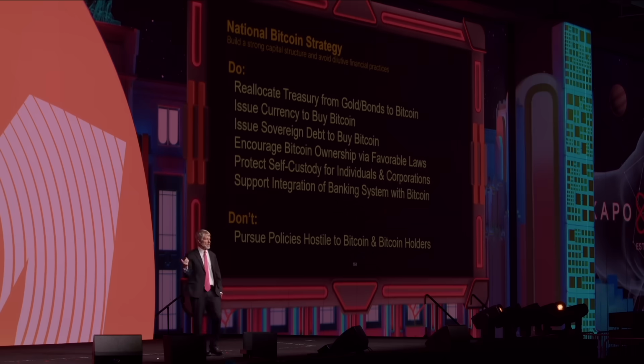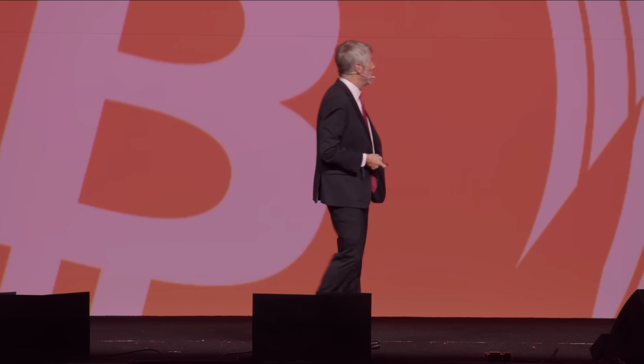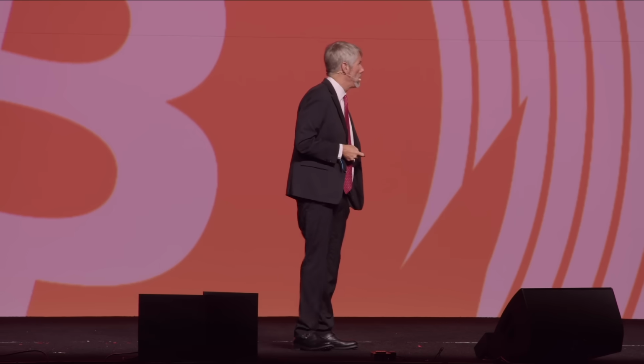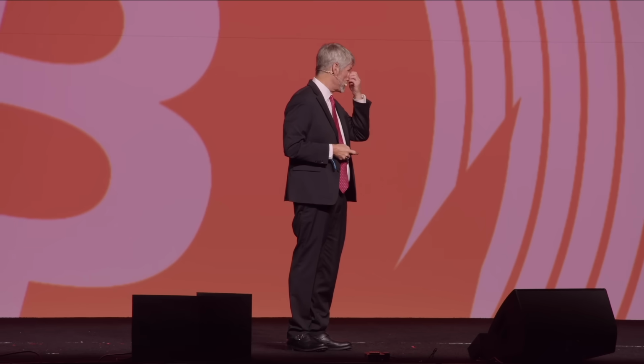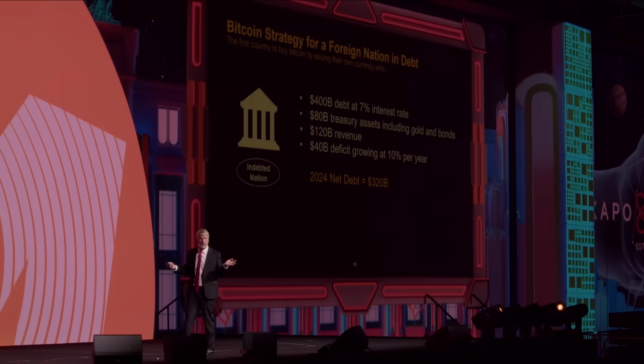Issue currency to buy Bitcoin, issue debt to buy the Bitcoin, encourage Bitcoin ownership with favorable laws, protect self-custody for individuals and corporations, and support integration with the banking system of your country. Those are all do's. The don't: pursue policies hostile to Bitcoin and Bitcoin holders. This one's not complicated.